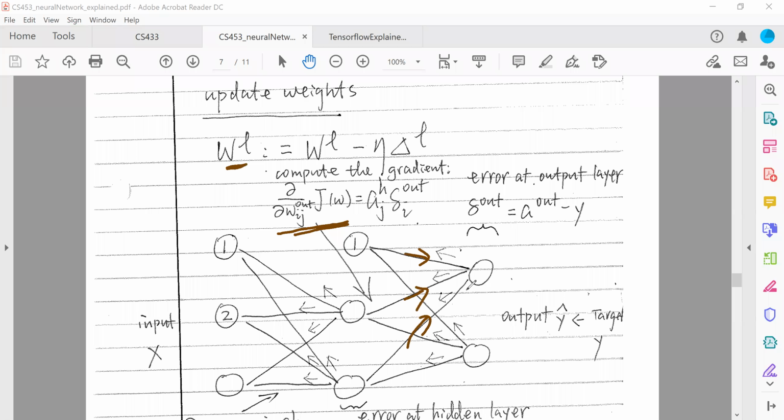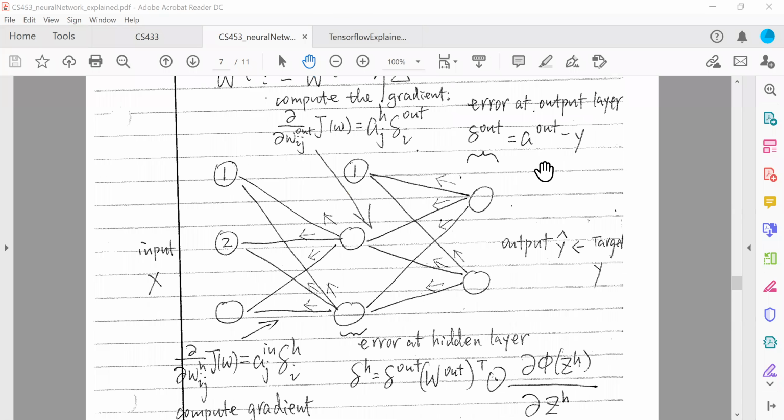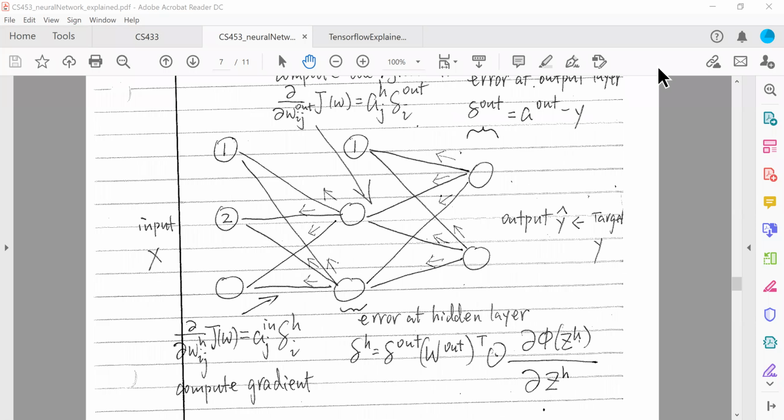So then the same idea, that's why we call it back propagation. From the output layer, you find all of the weights. And then let's see, now we come to the hidden layer.